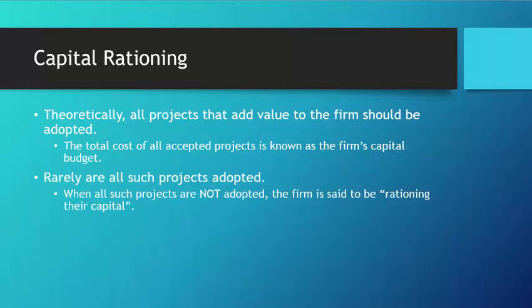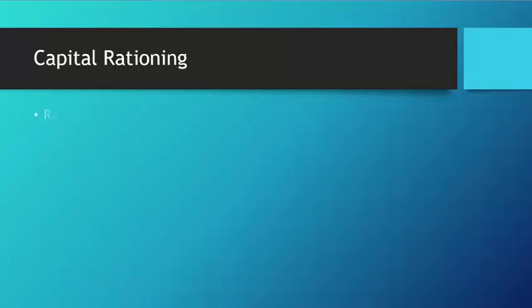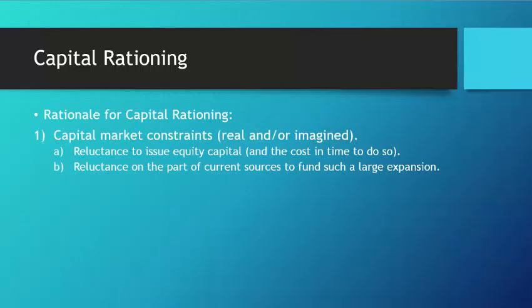Why is that? When all such projects are not adopted, the firm is said to be capital rationing its capital. So does that mean that the firms are not attempting to maximize value of the firm and therefore shareholder wealth? Actually, that's not the best explanation. The rational explanations, or the way of rationalizing that according to our textbook, is as follows. First, there's the capital market constraints, real or imagined. In some instances, companies get really reluctant to issue new equity capital because it sends a bad signal to the market, perhaps.